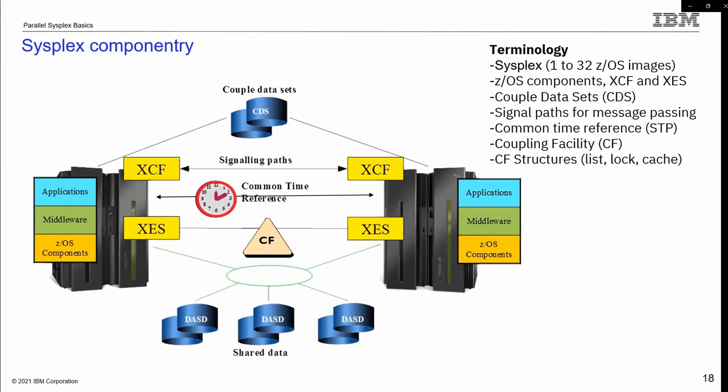XCF uses this thing called a coupled data set to manage configuration and state information related to the Sysplex. And you're going to need, of course, to have a common time reference so that you know which event in the Sysplex took place first and which one took place second, etc. There's another component called SES or XES, and that component is the component of the operating system that deals with the communication to the common storage of a Sysplex, which is called the coupling facility, and the various different types of structures that are available in that coupling facility.